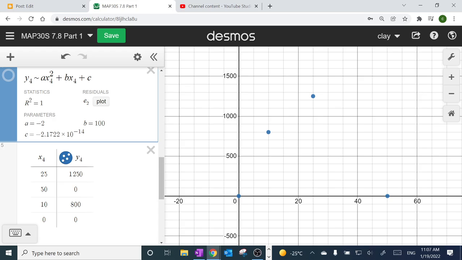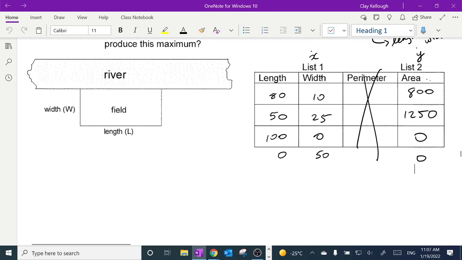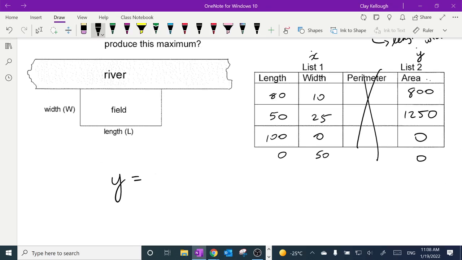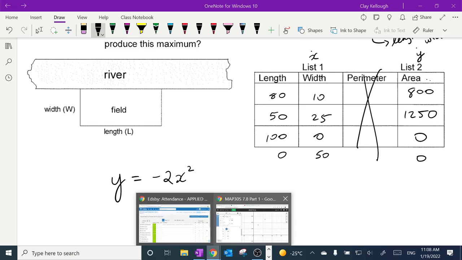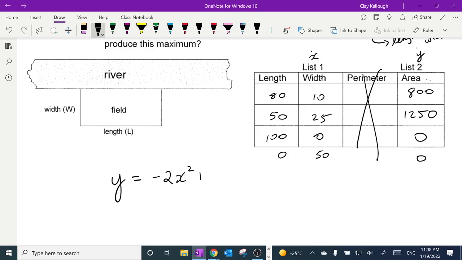A is -2 and B is 100. So back to the equation, and we'll say my equation is Y for area is -2 for A, and that's how good my memory is, I've already forgotten what the B was. 100. Plus 100b, and c is 0, so I can just leave it like that. Okay.